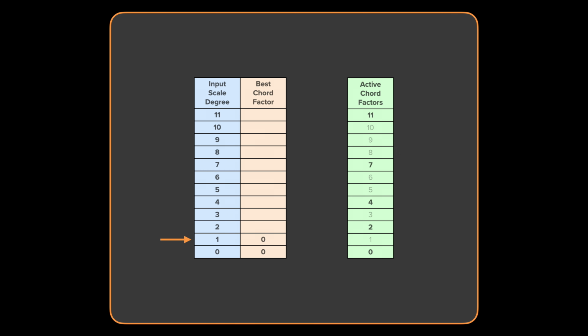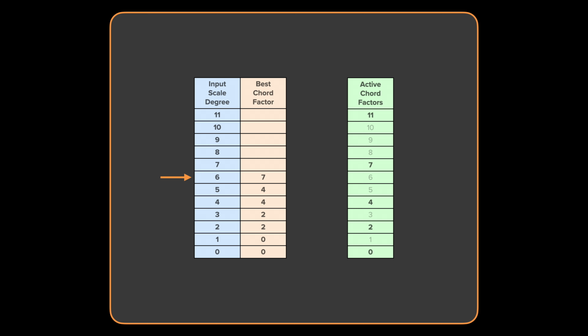Rules 1 and 2 also handle scale degrees 2 through 5. They don't handle scale degree 6. Chord factor 6 is not active, and neither is the chord factor below it. We need another rule. Rule 3 says, if the chord factor above the scale degree is active in the harmony, play that. Chord factor 7 is active, so that's the one we'll play.